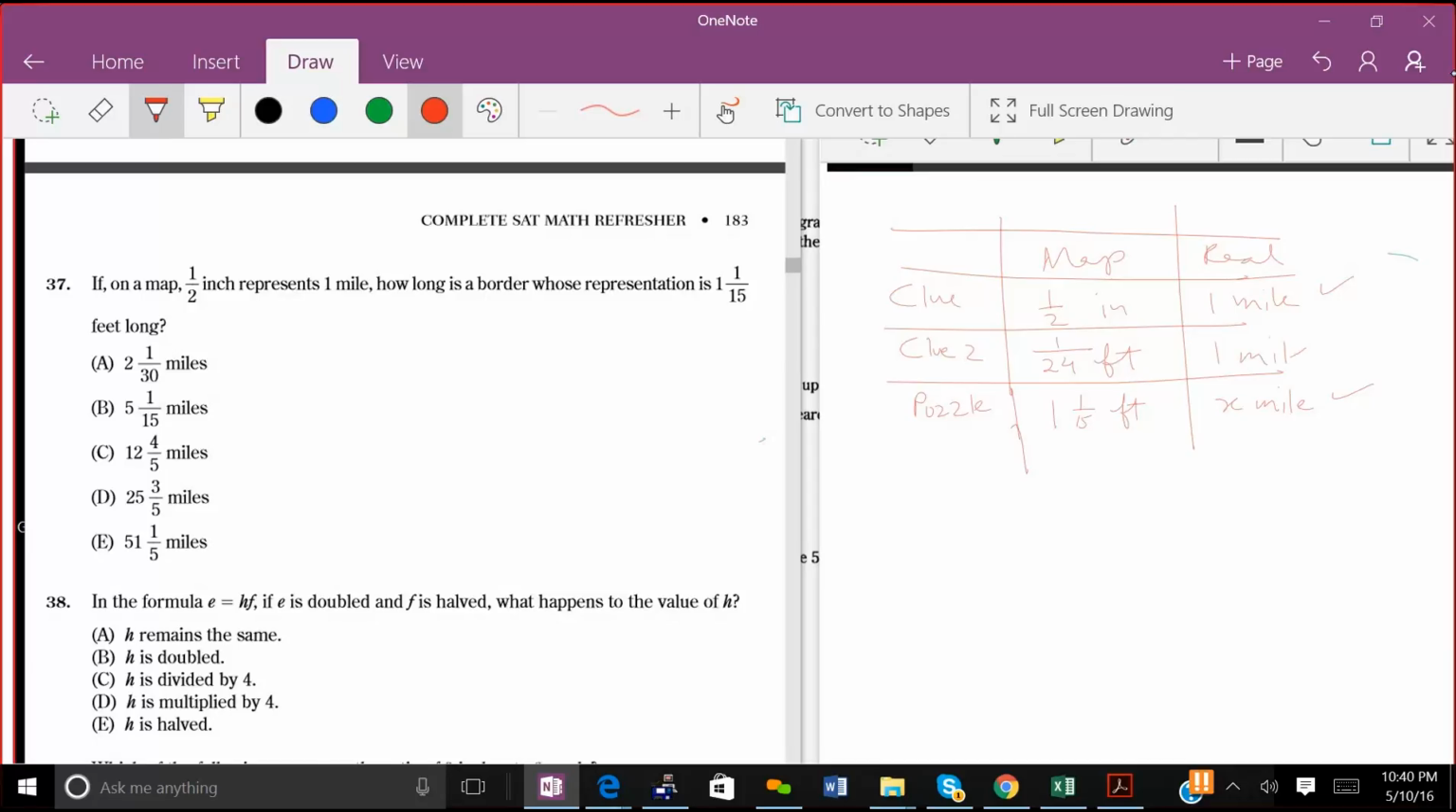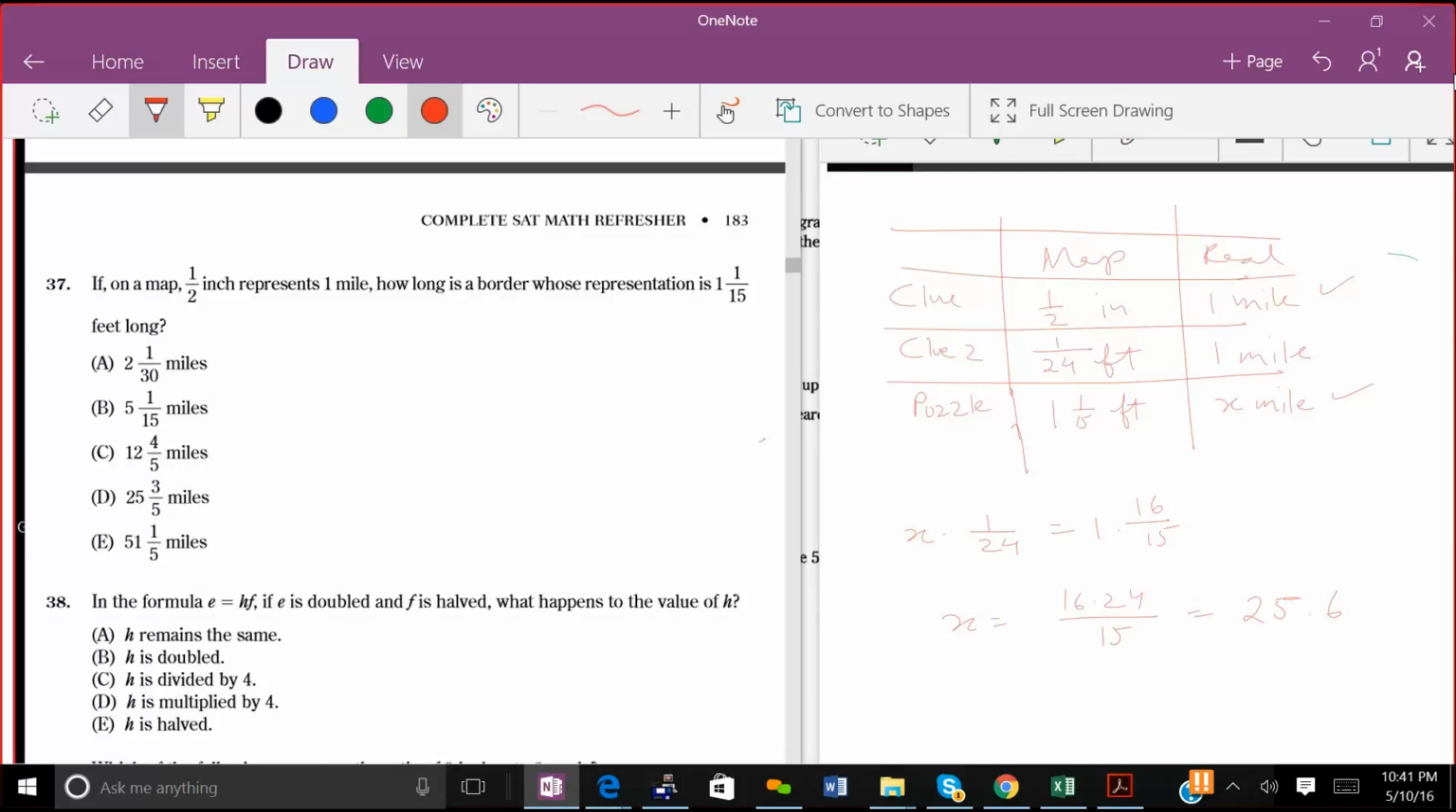Now you have the license to cross multiply. X times 1/24 equals 1 times 1 and 1/15, which is 16/15. So you multiply both sides by 24. X is equal to 16 times 24 over 15. If you put it in the calculator, you'll get 25.6. So that's your answer. That's the math way of doing it. Now I'll show you a way where you can do it in your head without doing any of this hard work. Want to see?